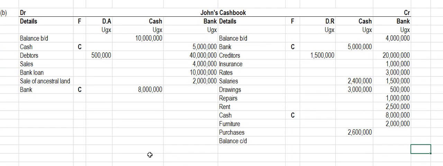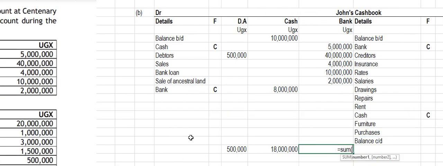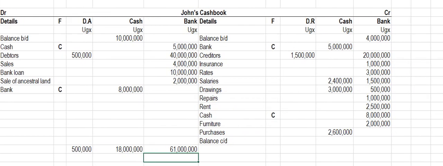What I have to do now is to balance it up. I need to balance up this cash book, and then we find out the cash and bank balance as at the end of the period. So, trying to balance up the cash book, then we see what we can do next after the cash book. Discount received has 1.5.